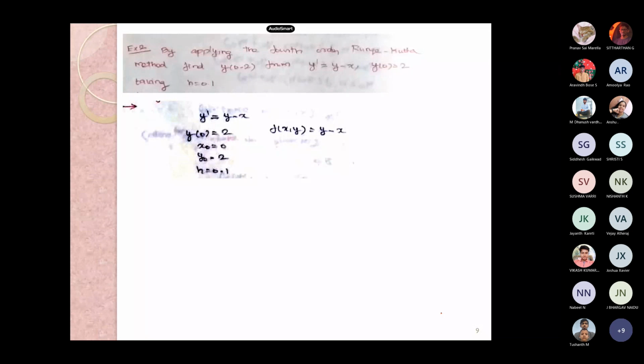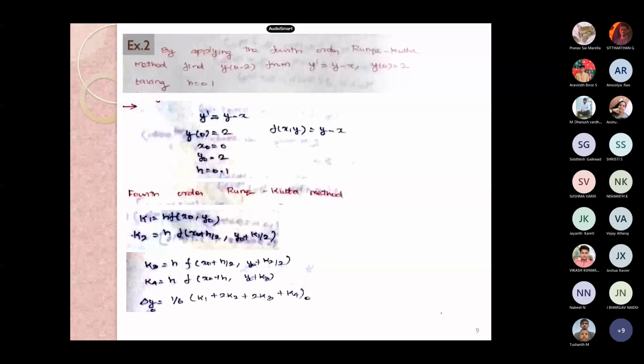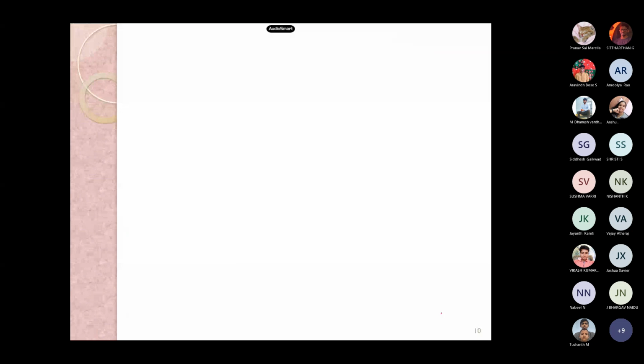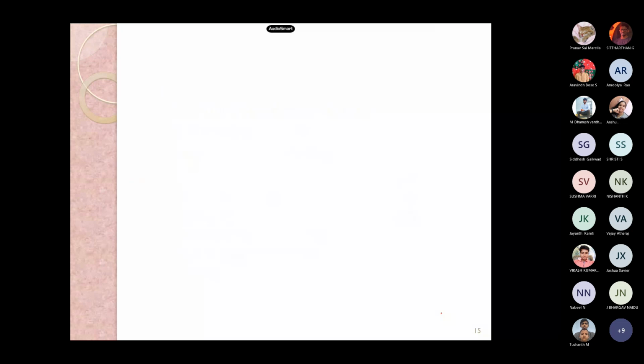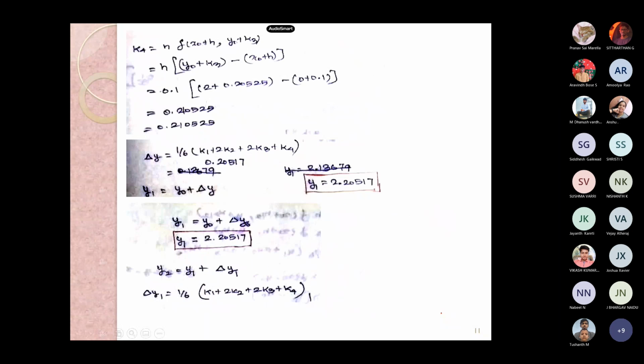The initial boundaries are 0 and 2, and concerning this particular problem, we are going to deal with the fourth order only, since that was what was asked in the question. So k1, k2, and the rest, and these are the various results: 2.205172, and 2.42139. I'll post this question on WhatsApp. You try to solve this particular problem.